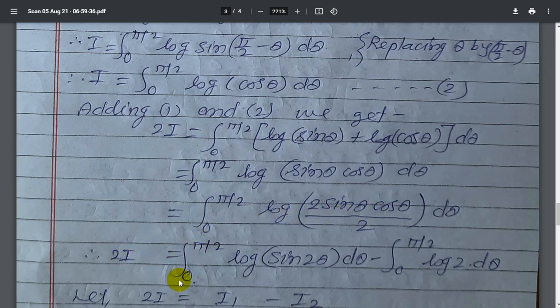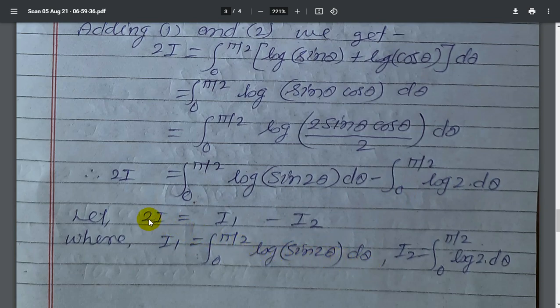So 2I equals integral 0 to pi by 2 of log of sin 2 theta, minus integral 0 to pi by 2 of log of 2 into d theta, because log m upon n is log m minus log n. So log sin 2 theta minus log 2, and the integral and d theta are the same for both terms. Let 2I equal I1 minus I2, because it contains two different types of integration.